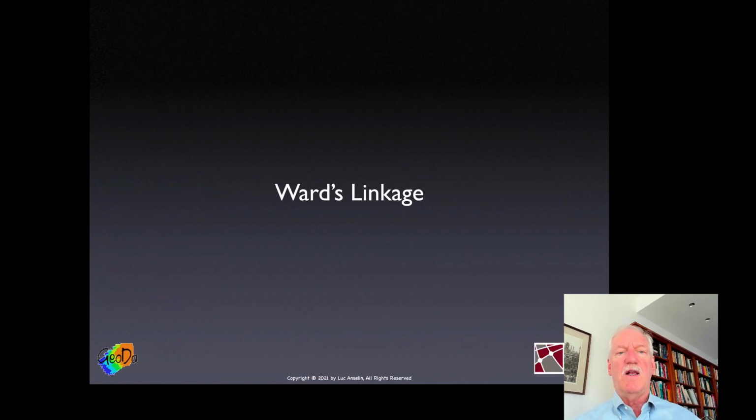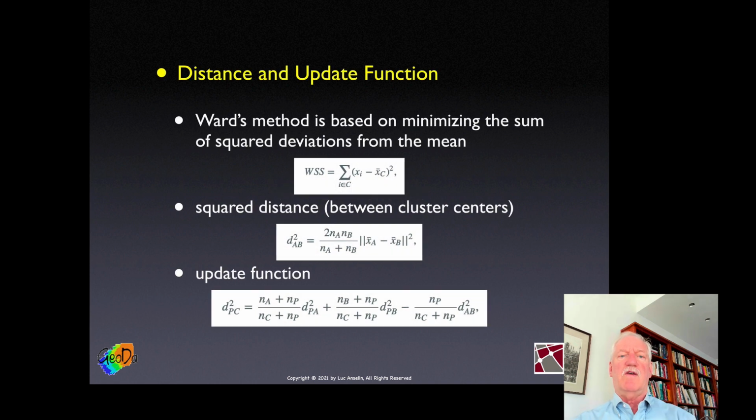And then finally, a little bit different thinking is Ward's linkage, which is, as it turns out, by far the most effective linkage function, but also by far the more complex one. Ward's method is not based on the simple distances, but on a variance type of notion, minimizing the variance, so the square difference between the observations in a cluster and the mean of the cluster.